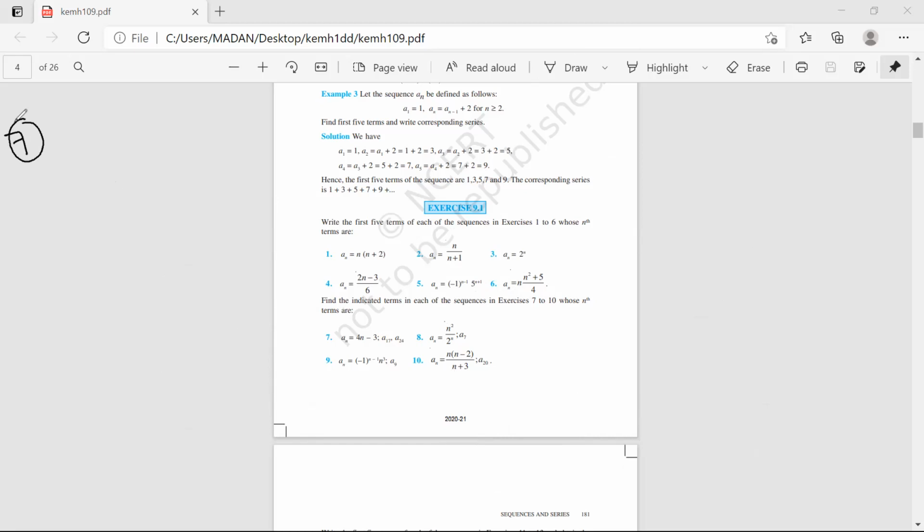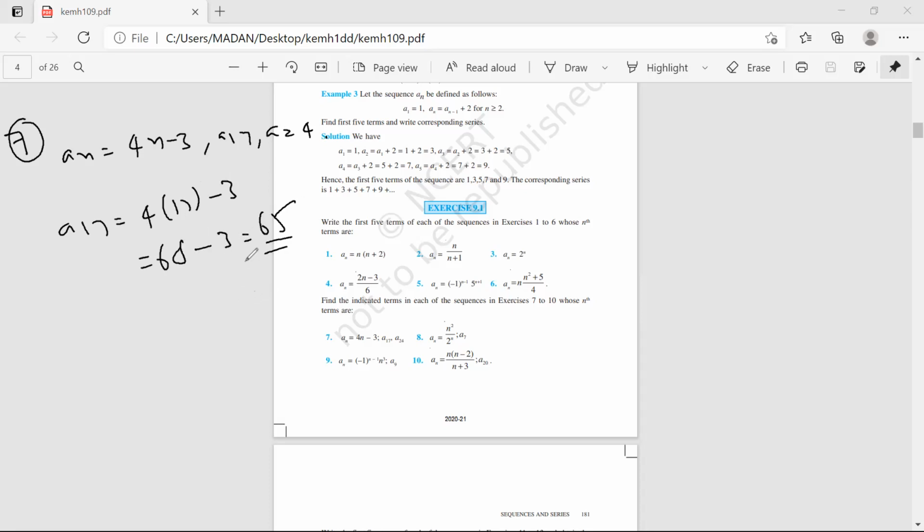Find the indicated terms in each of the sequences in exercises 7 to 10 whose nth term is given. An is given here: An is equal to 4n minus 3. They are asking A17 and A24. A17: 4 into 17 minus 3. 4 times 17 is 68, minus 3 is 65.